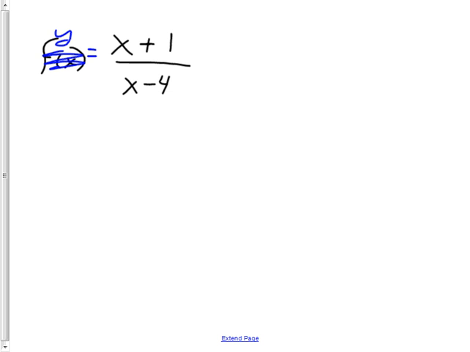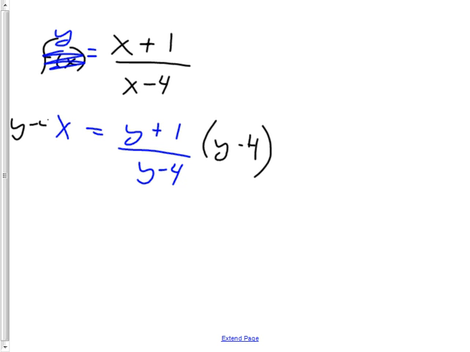So you flip-flop the x and the y. x equals y plus 1 over y minus 4. Got to get the fraction out of it. Multiply by y minus 4. The y minus 4 cancels. xy minus 4x equals y plus 1. Going just like before.